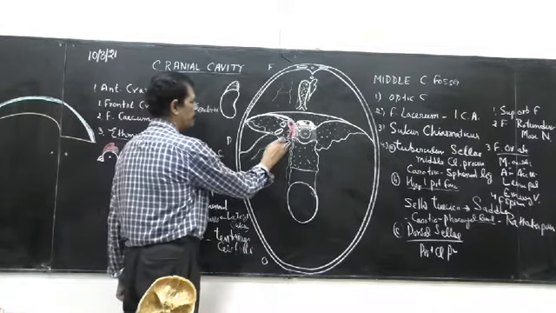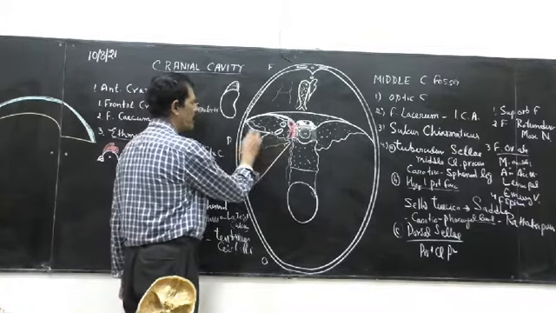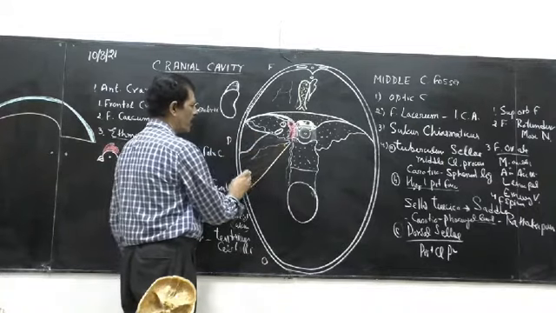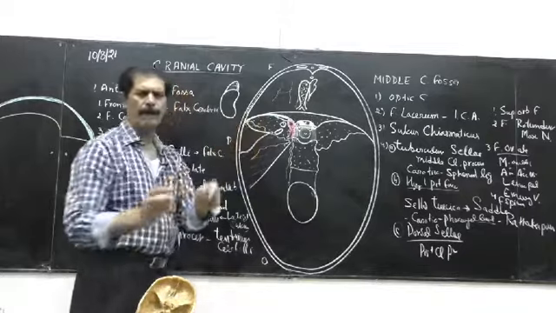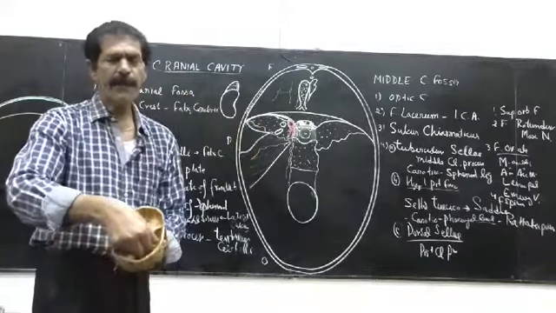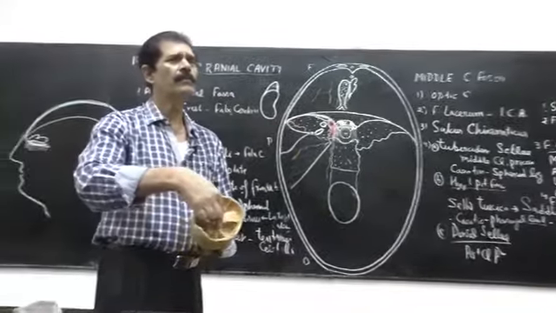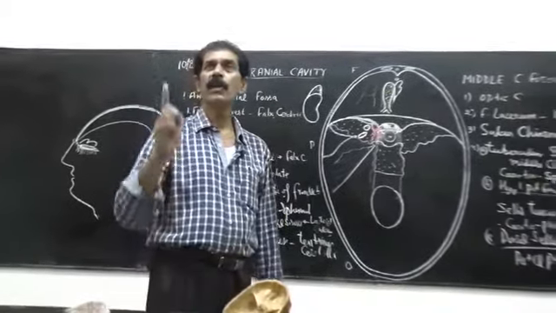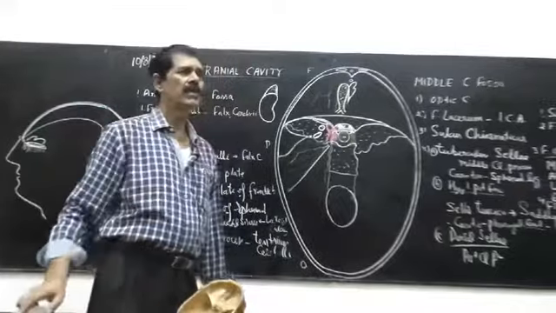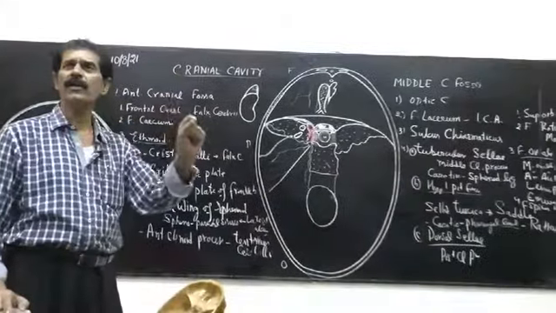Then, posterior to this part, the bone which is raised in a pyramid shape is called the petrous part of the temporal bone. What is the meaning of petrous? Stony hard, like a rock. It is the hardest part of the skull bone.